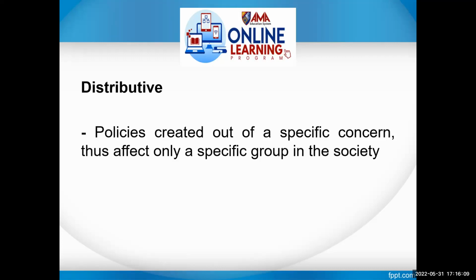Distributive public policy, the problem on rice farming. So, for example, high costs of rice. So this is a specific concern. What group is affected in the society? The agriculture sector.